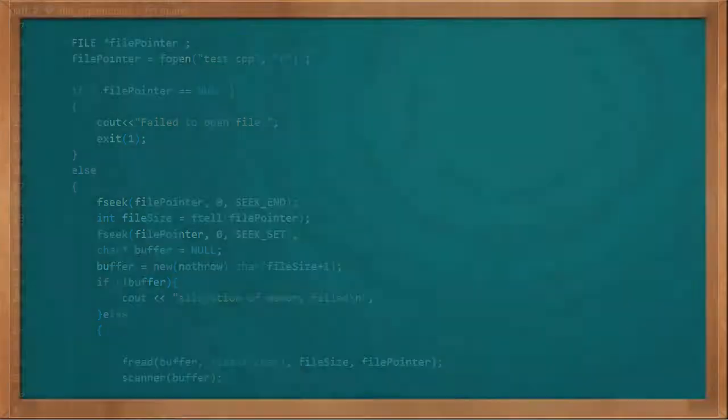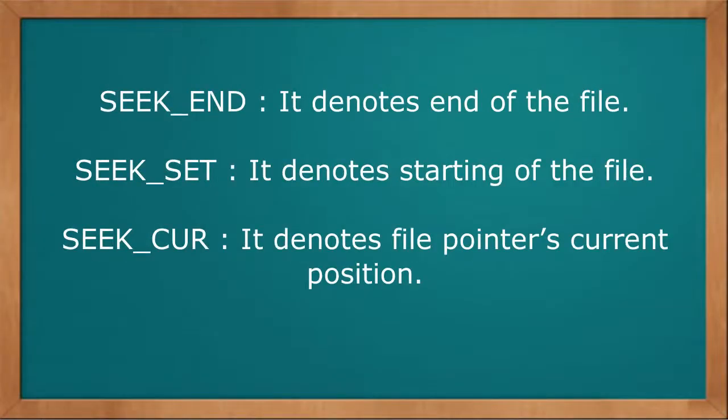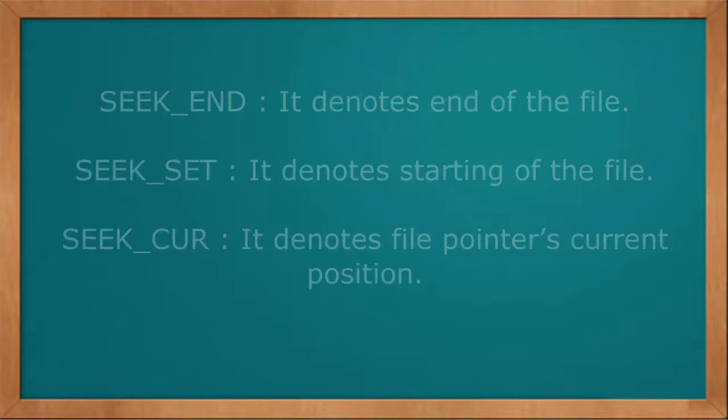The first one is SEEK_END. That means you are moving the file pointer to the end of the file. Then the next one is SEEK_SET. It means you are moving the file pointer to the starting of the file. That is the beginning of the file. Then the last one is SEEK_CUR. It means the current position in the file.